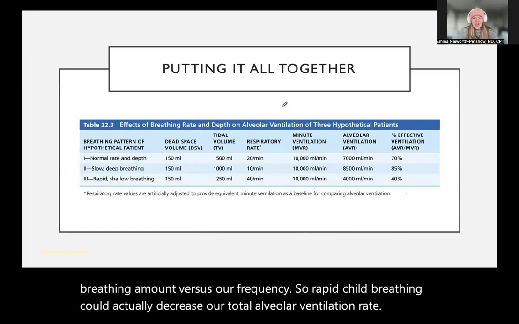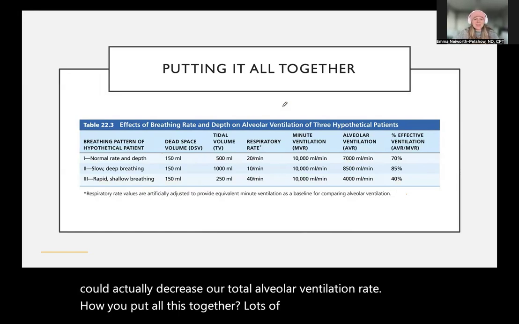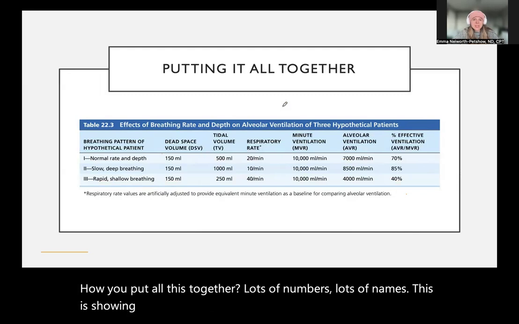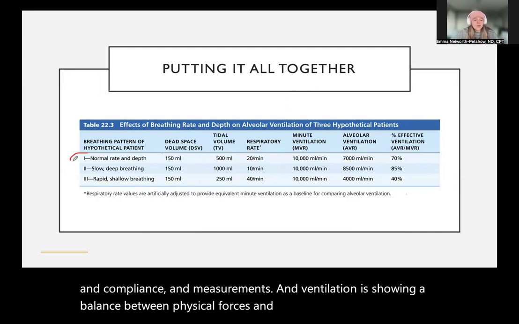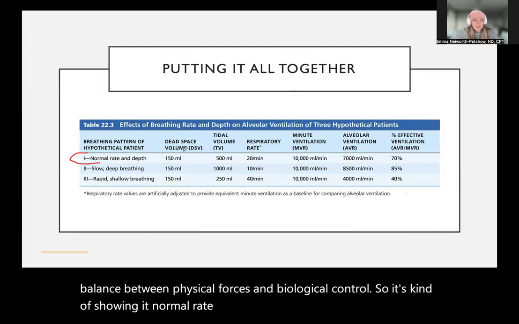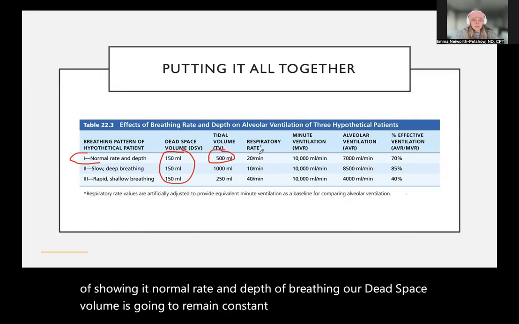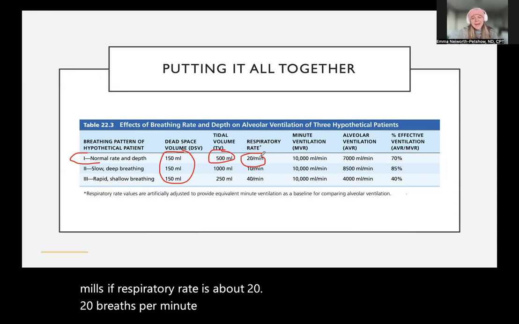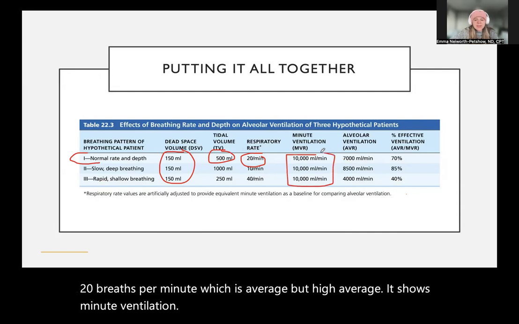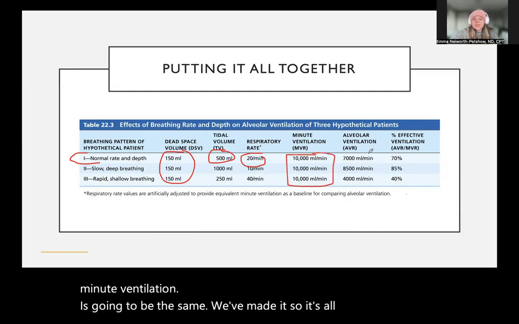How do we put all this together? Lots of numbers, lots of names. This is showing an integration of mechanics, pressures, resistance, compliance, and measurements. And ventilation is showing a balance between physical forces and biological control. So at normal rate and depth of breathing, our dead space volume is going to remain constant. Our tidal volume is around 500 mL. If respiratory rate is about 20 breaths per minute, which is average but high average, minute ventilation is going to be the same. We've made it so it's all the same for all these values.